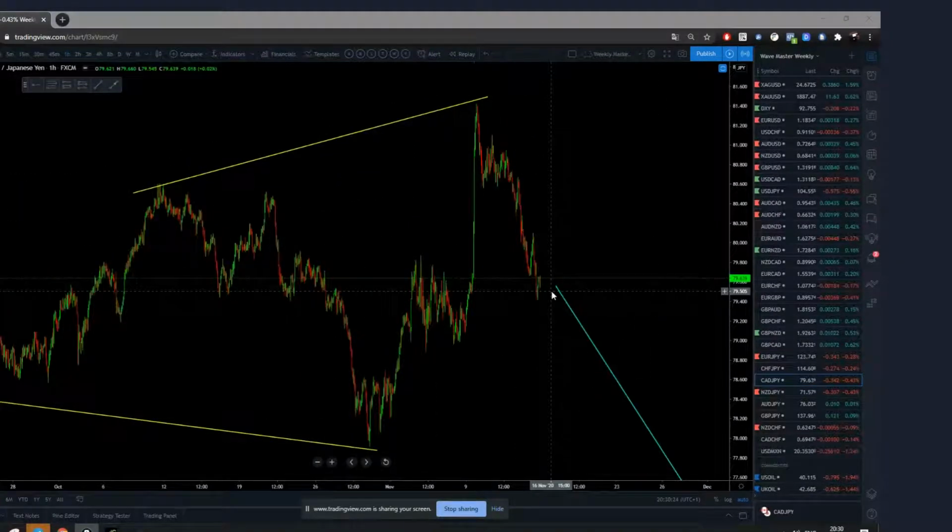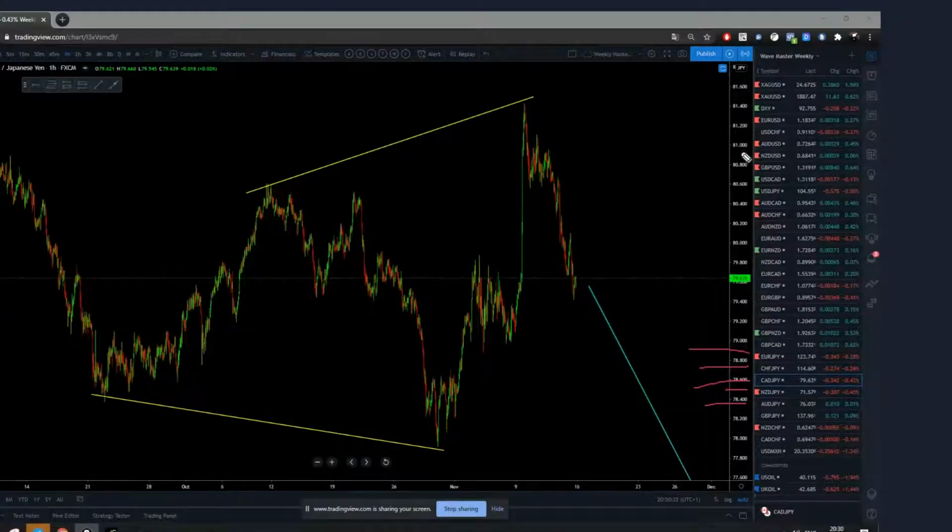Euro yen, Chief yen, CAD yen, New Zealand yen, Aussie yen, and USD yen. So you can see that the yen is looking like an upside. We will see that the yen will get strong. So based on that, we can anticipate that those charts will push lower.